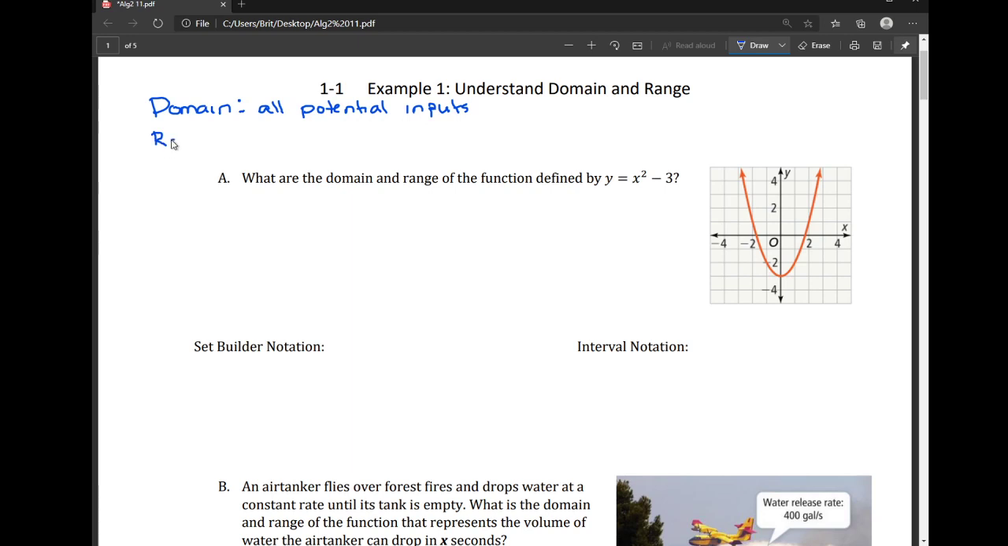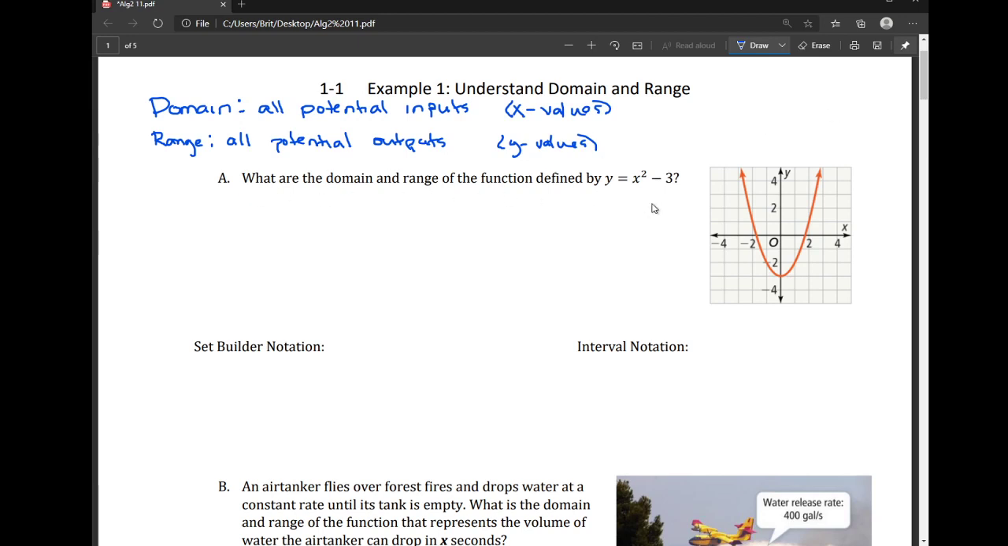A range then is all of the potential outputs. So if I plug in a number, the range is all the numbers that would come out from there. Okay, so the domain is tied to the x values, and then the range is tied to the y values.